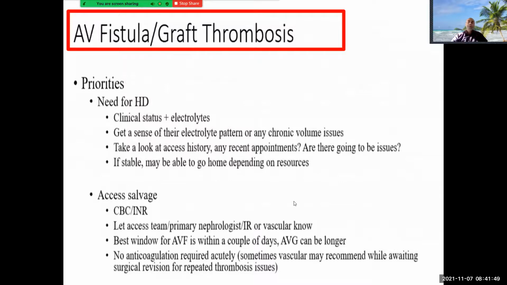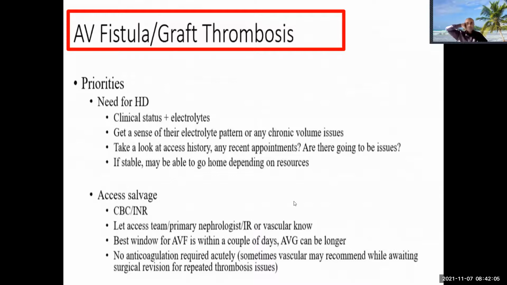AV fistula or graft thrombosis. The priority: does the patient need hemodialysis or not? Just keep in mind whether this patient needs hemodialysis or not. For potassium 7, you should put in a temporary line and dialyze him first, then send him to vascular.